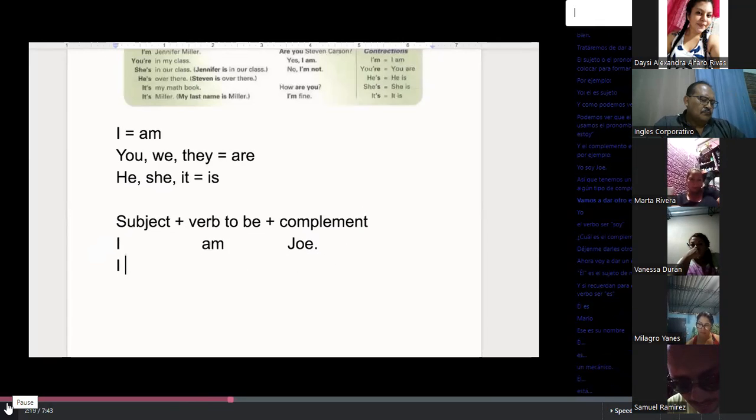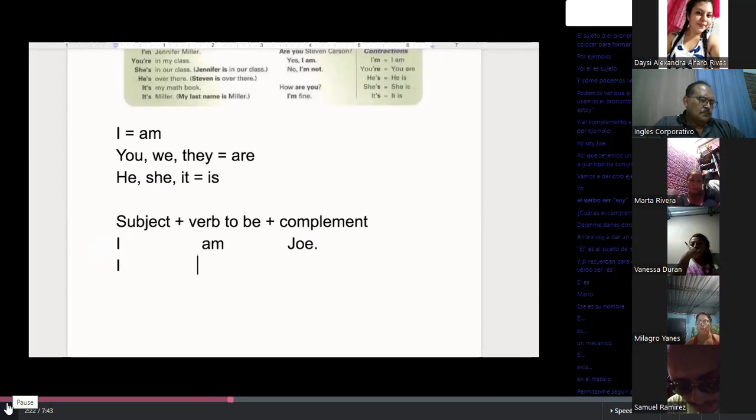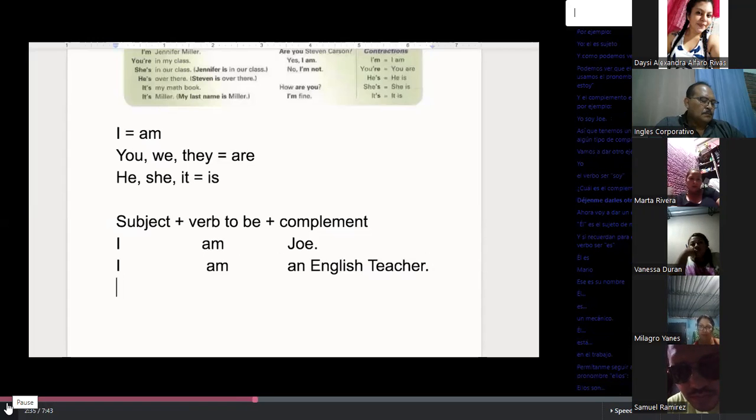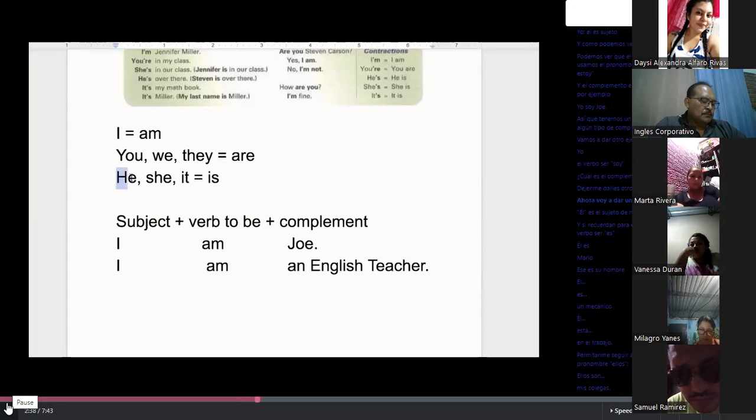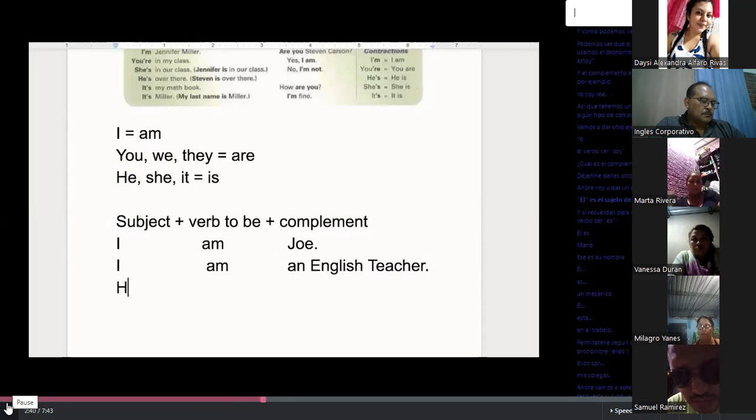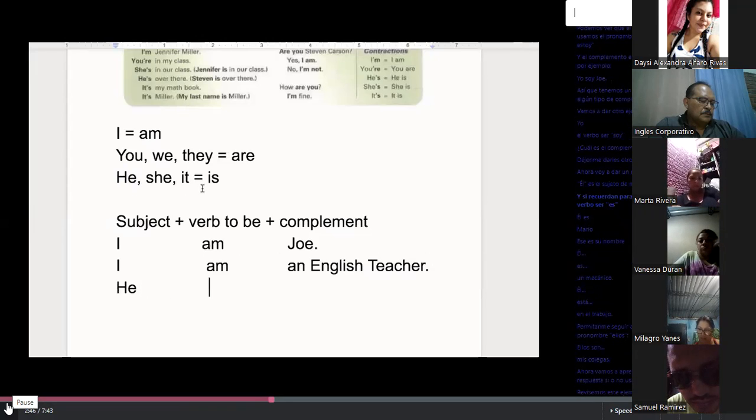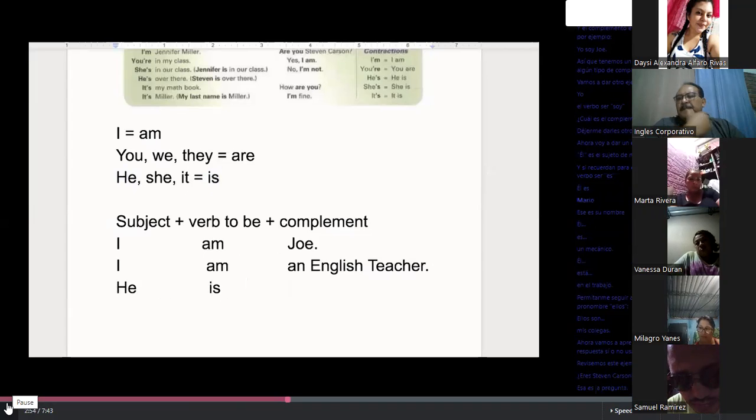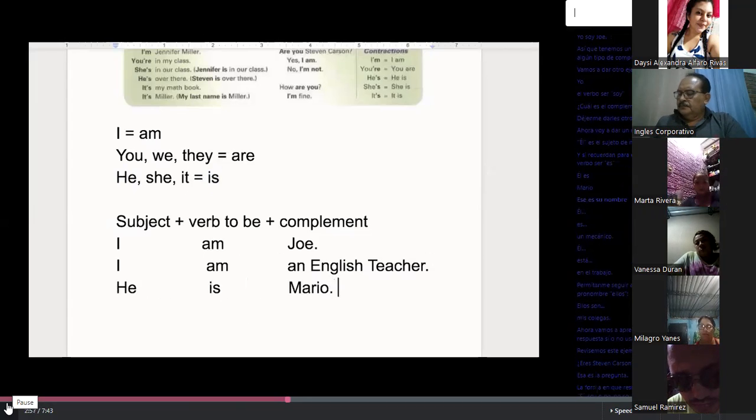Let's give another example. I, the verb to be, I am. And what is the complement to that? I'm going to say an English teacher. Okay, let me give another example. Now I'm going to give an example with he. He is the subject of our sentence. If you remember, for that we're going to use the verb to be is. He is. And we're going to say Mario, that's his name.